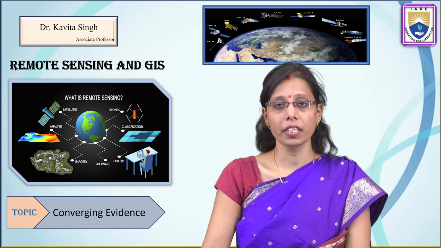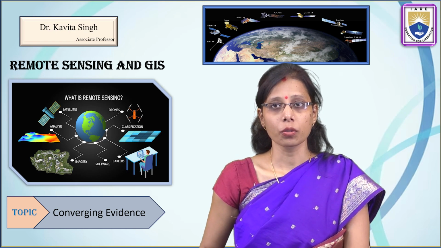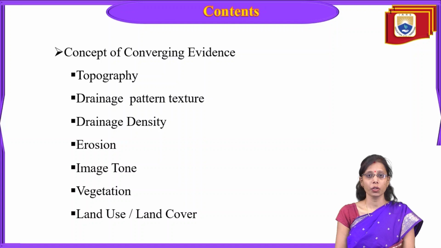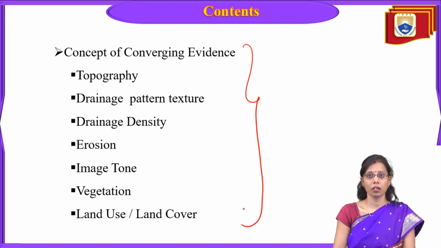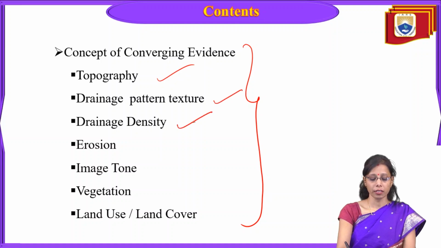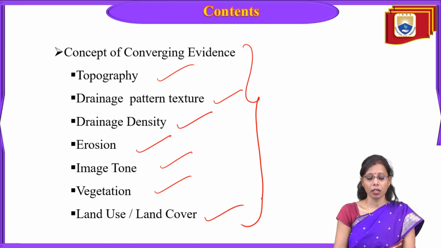So it's about different types of evidence. If we keep them together, then we can come to a conclusion, an output of that particular interpretation, about what kind of feature it could be in that particular area. So let us start this topic today. Before that, let us go through the contents we are going to discuss. Under this concept of converging evidence, we are going to cover topography, drainage pattern, texture, drainage density, erosion, image tone, vegetation, land use, and land cover. These are all the topics we will cover under converging evidence.